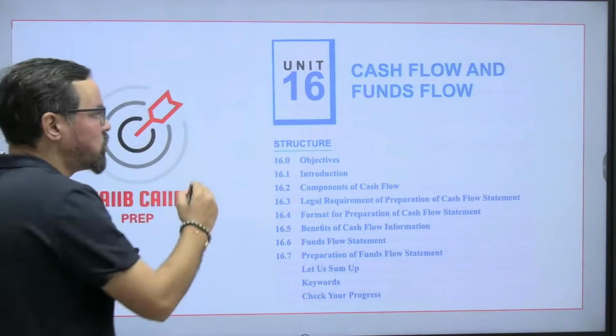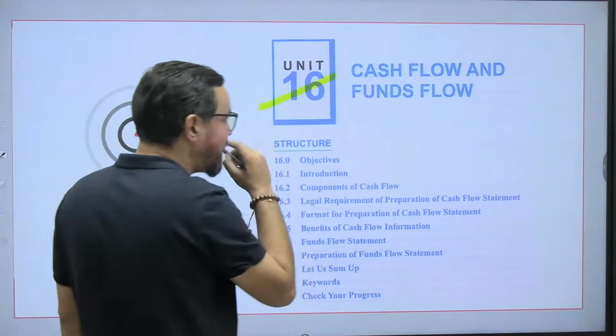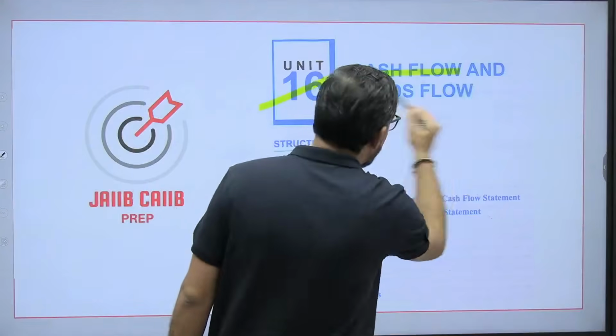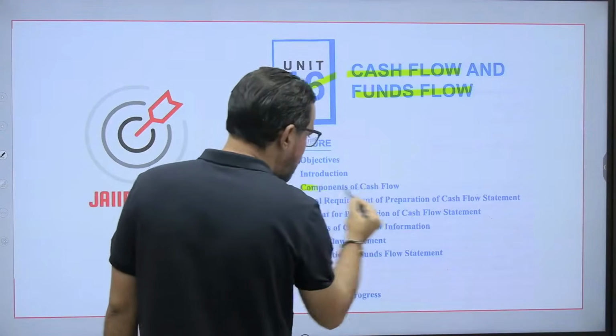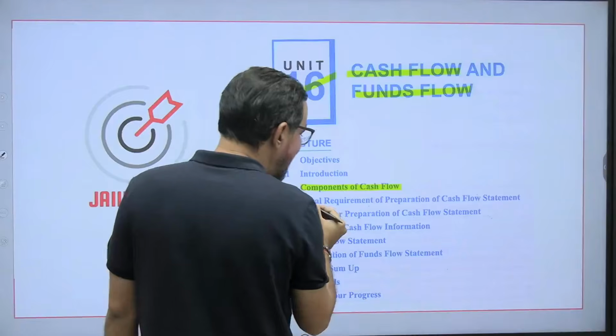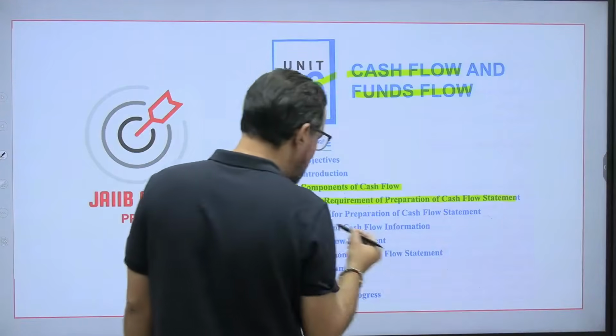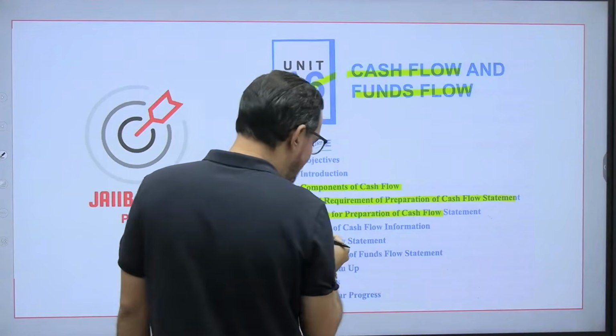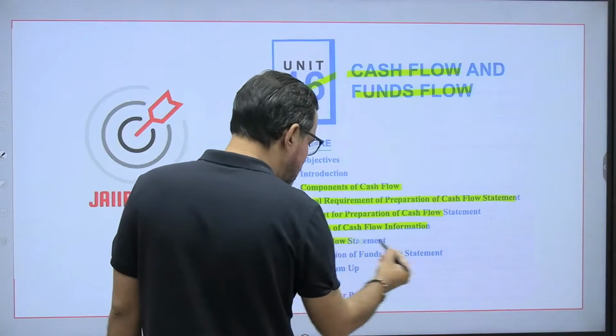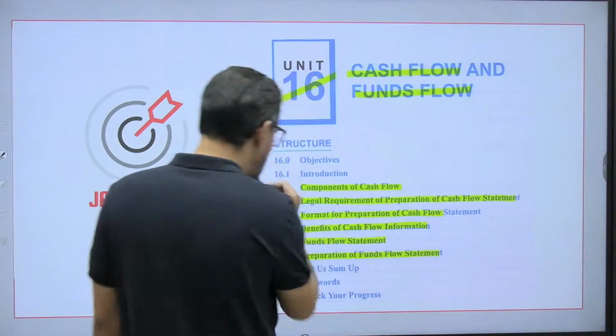So unit number 16, cash flow and fund flow statements, has these components: components of cash flow, legal requirement of cash flow, then format and benefit of the cash flow statement, the fund flow statement, and preparation of the fund flow statement.